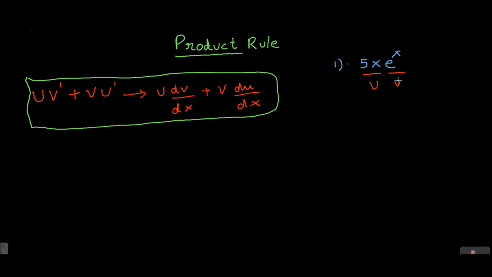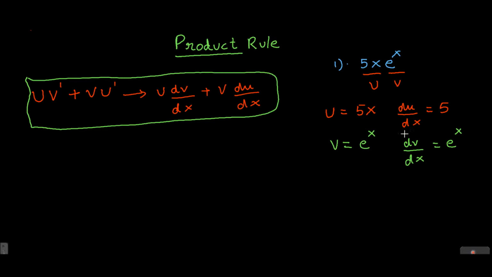You can switch them around. You can also take 5x as v or e to the x as u. You're going to get the same result. So you're going to write u equals 5x and your du over dx, or your u prime, equals 5, which is the derivative of 5x. And then you're going to write your v. Your v is e to the x and the derivative of e to the x is e to the x.